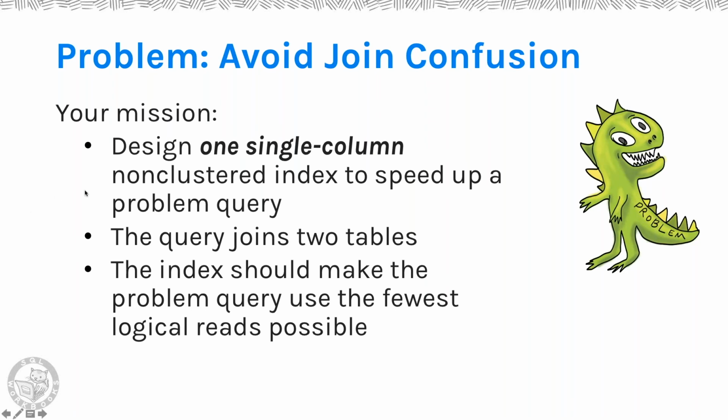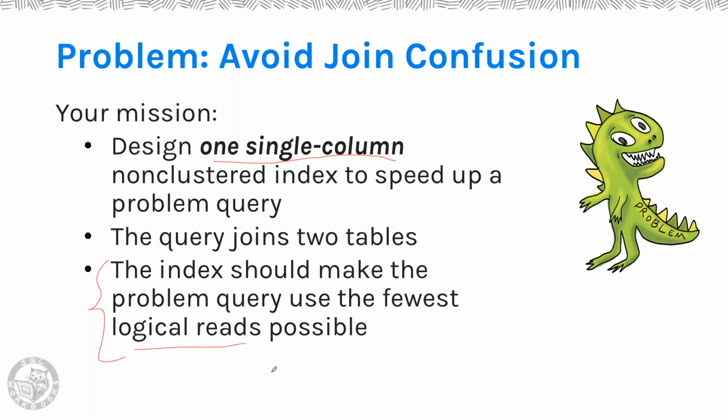So our mission is to design, and we can only design one single column non-clustered index. The perfect index for this query may have multiple columns. Maybe it has included columns, but we're just going to say, if I can just pick one column to index, I want to pick the single column that's going to speed up this query the most. And how will we measure how well it does? We are going to measure how many logical reads it does.